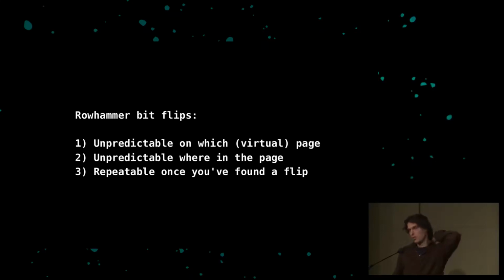Given that you can flip a bit in some page in some location in the page, flip feng shui will give you the ability to get an arbitrary page the victim has and put it in the location where you can flip the bit. Another thing to mention is that with Rowhammer, if you discover you can flip a bit somewhere, it's very likely you can flip it again and again and again.